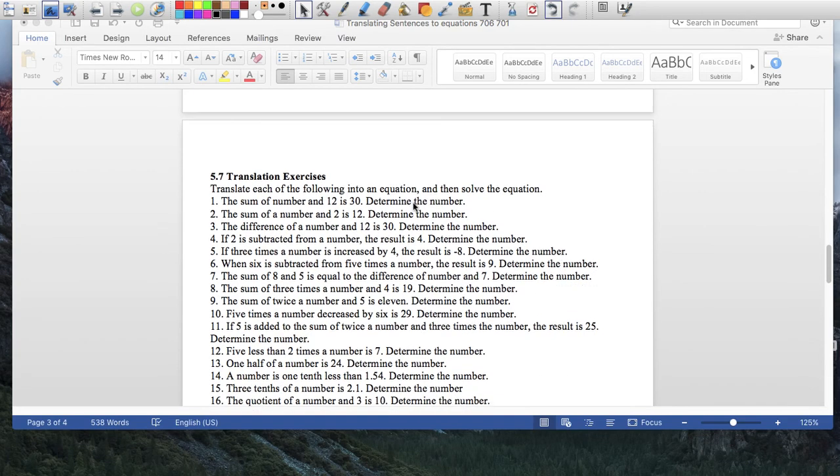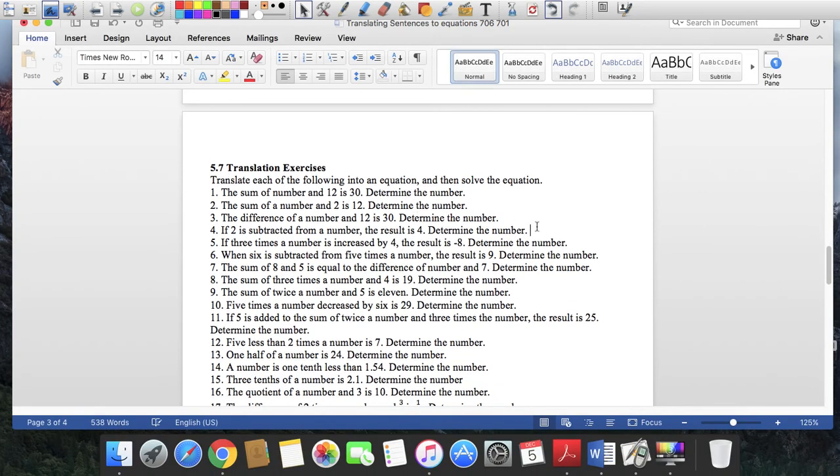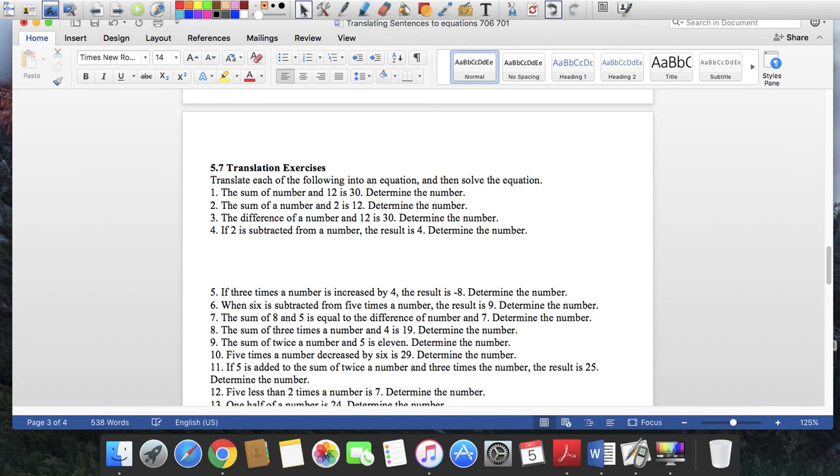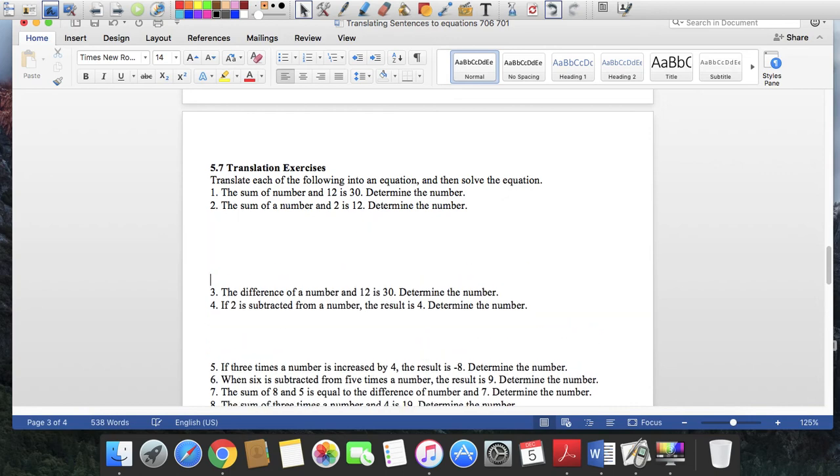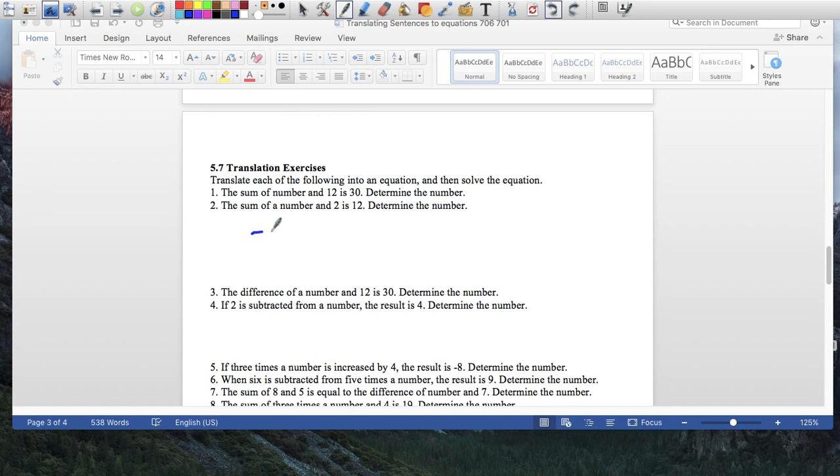And some of you don't have to continue, but I think you had number 4 to do. Or yeah, number 2. So I'm going to do 2. So the sum of a number and 2 is 12. The sum is addition of a number n and 2 equals 12. Super easy. Minus 2, minus 2, and n equals 10. So number 2, n equals 10.